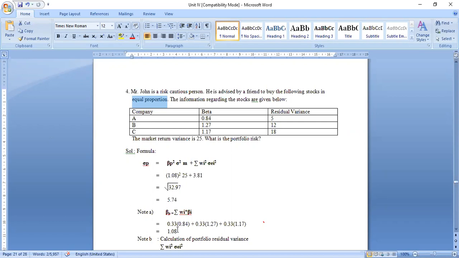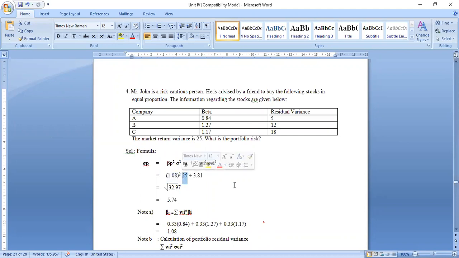Here it is 3, so we have taken 1 divided by 3, that is 0.33, into the beta value, that is 0.84, plus 0.33 into 1.27, plus 0.33 into 1.17. The summation of these three individual betas gives us the portfolio beta as 1.08, which we need to substitute here, into the market return variance, which is already given as 25.